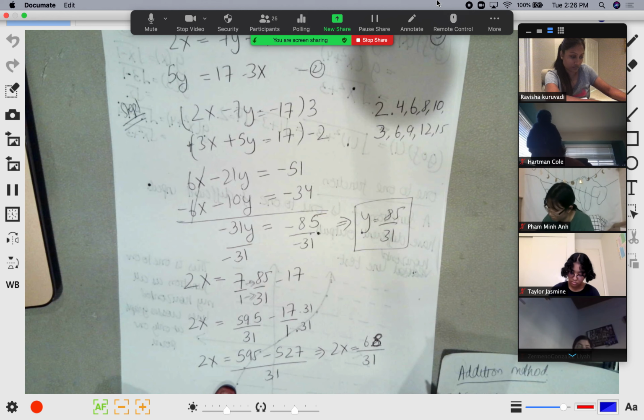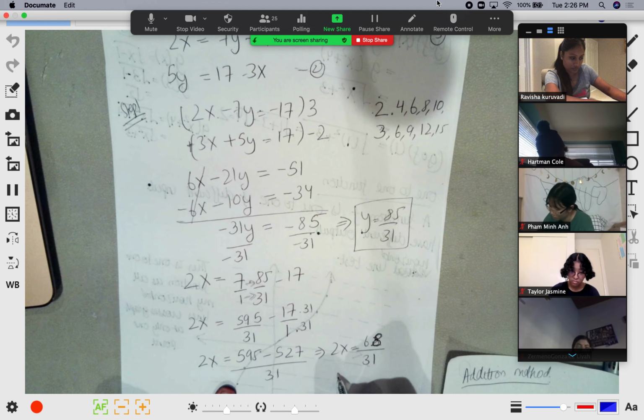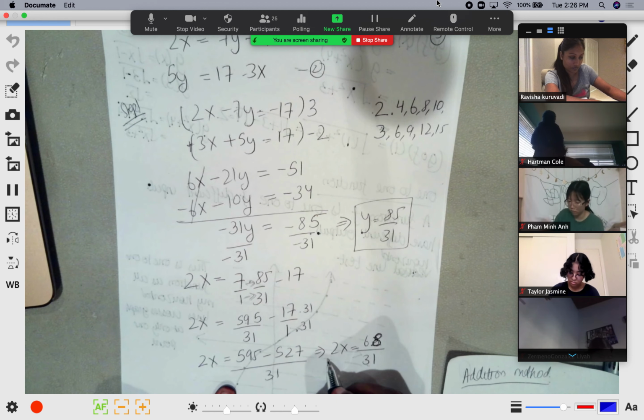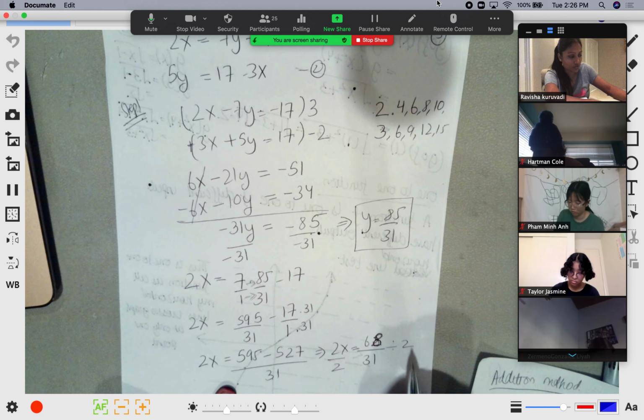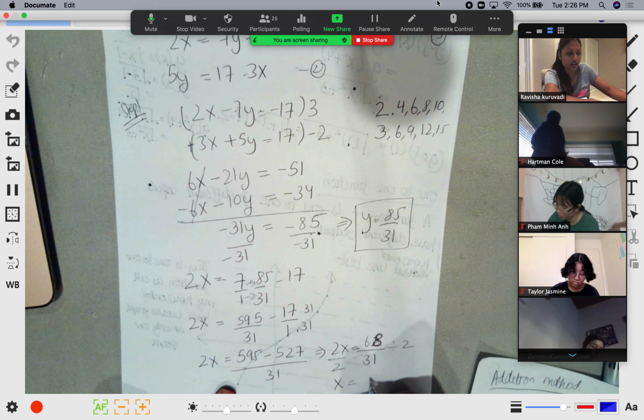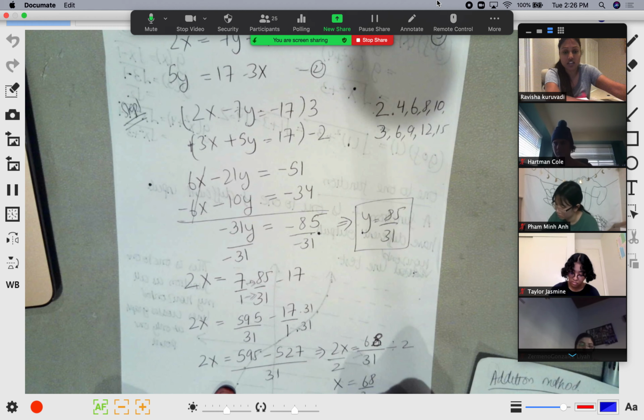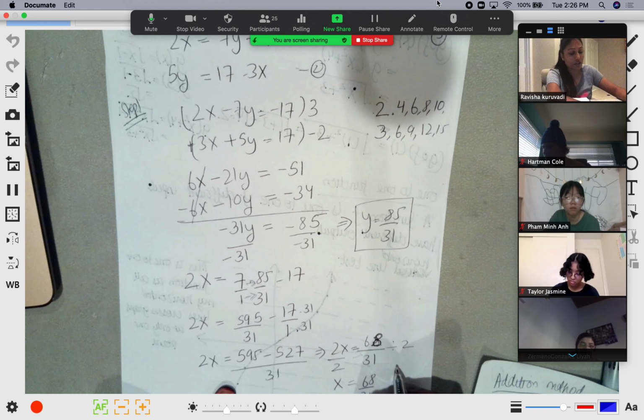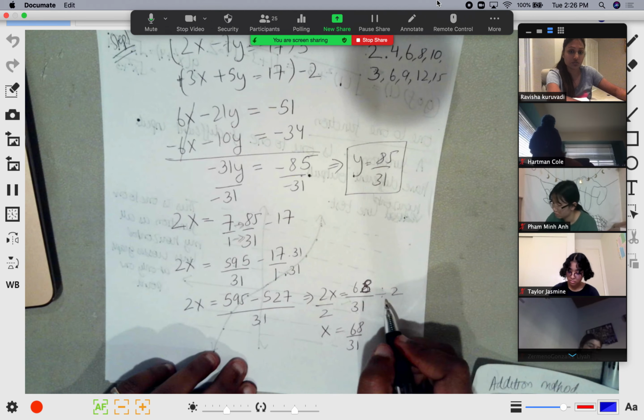To find the value of x, you then divide by 2 on both sides. Okay, you divide by 2. You get x is equal to 68 over 31 divided by 2. Why am I not writing a divide sign? Because I already have a fraction. When you're dividing fractions, it changes into multiplication, and then what do you do?